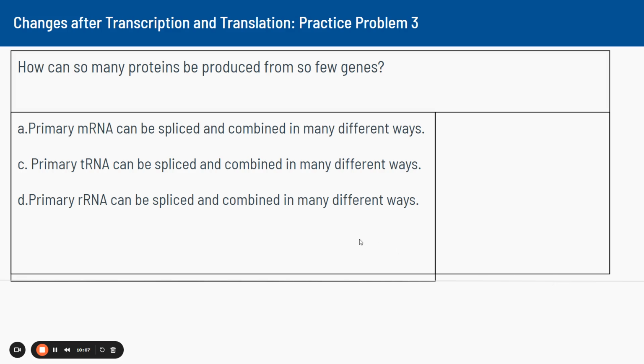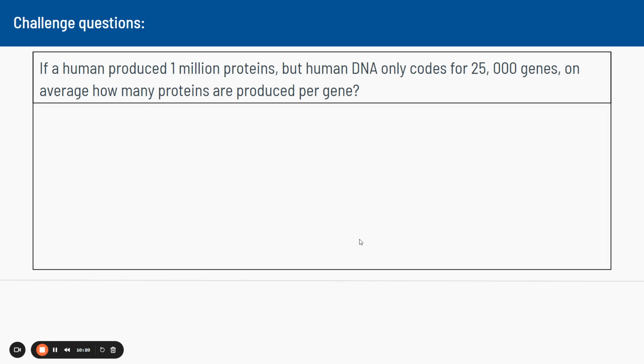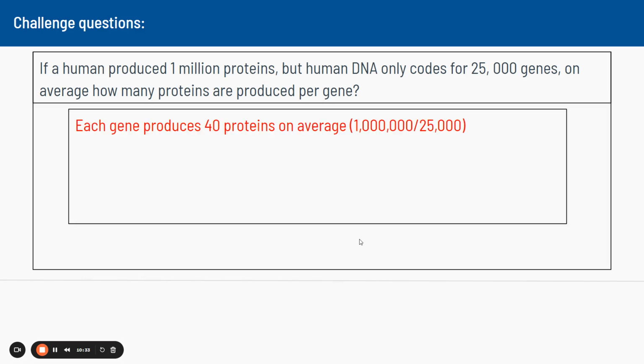So how can so many proteins be produced from so few genes? The answer is A. Primary mRNA can be spliced and combined in many different ways. Challenge question. If a human produces 1 million proteins, but human DNA only codes for 25,000 genes, on average, how many proteins are produced per gene? So this one took some math. Each gene will actually produce 40 proteins on average. So we would divide that 1 million by 25,000 to get that 40 protein average count.